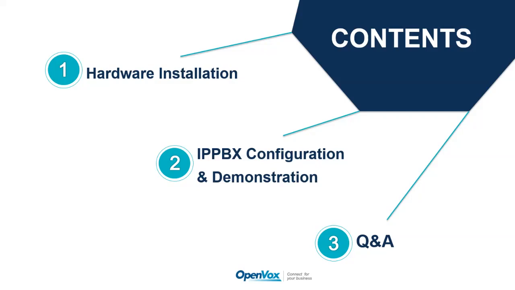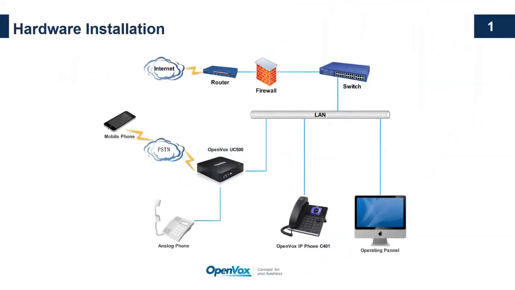First part is the hardware installation. First of all, we need a UC 500, an Ethernet switch, an analog telephone, and an OpenVox IP phone. Connect them all according to the scenario topology. Now we will show you the installation of the hardware, how to connect them all to get an available IPPBX system.